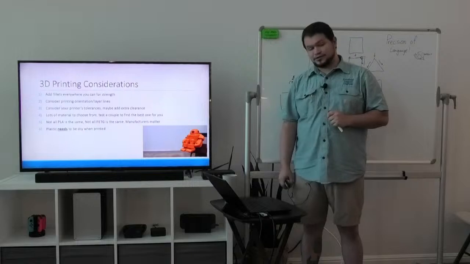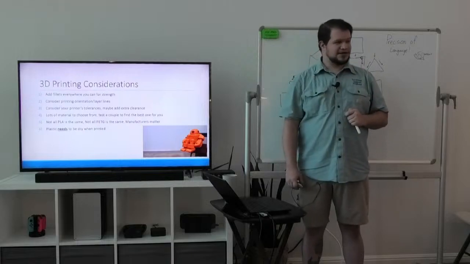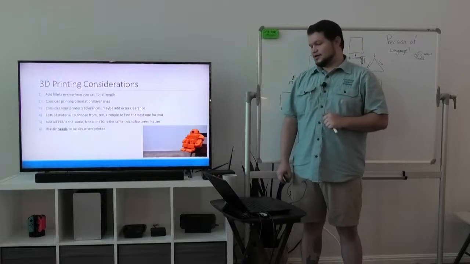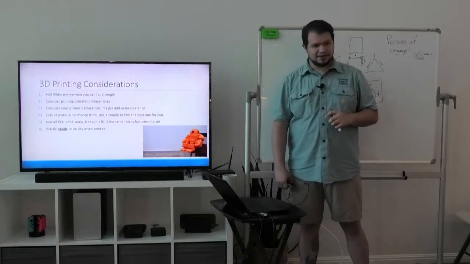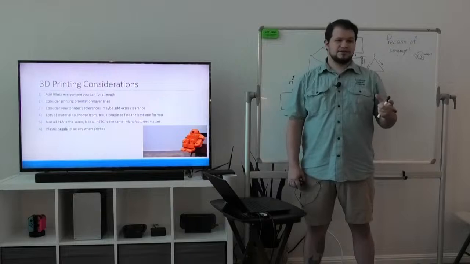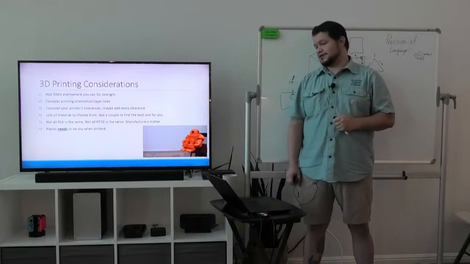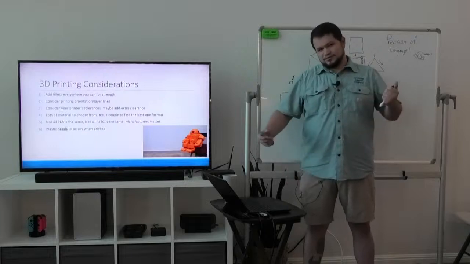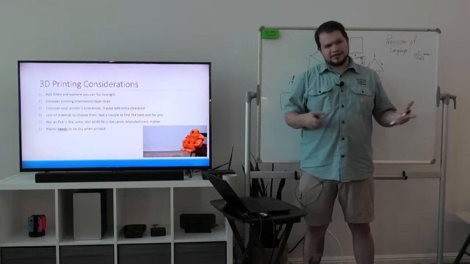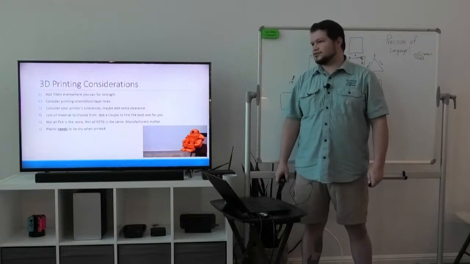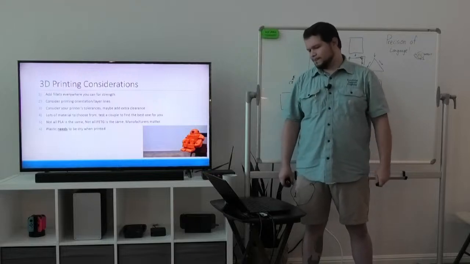Consider your printer's tolerances. Every printer is going to have its own tolerances. Some are much more precise than others. There's lots of things you can find online for test prints to dial in the tolerances. You can typically adjust your printer to get better tolerances. But run some prints, measure, see where they are, and then add some extra clearance to account for the offsets that it generally is going to give you, one way or the other.